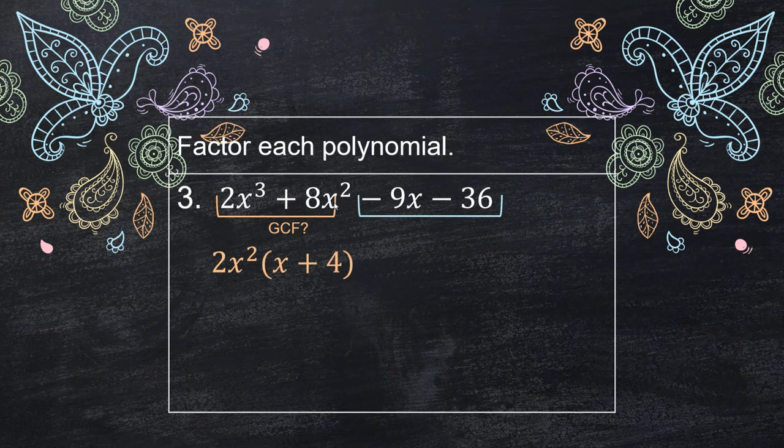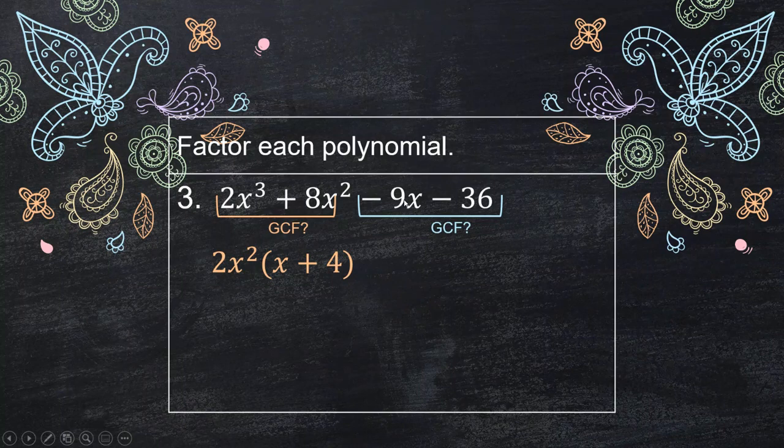Then looking at the last two terms, ask yourself, what's their greatest common factor? Please notice that if this is a minus sign right here, you have to factor out a negative. So this sign here, it doesn't matter what this one is. If your second grouping starts with a minus sign, you must factor out a negative.